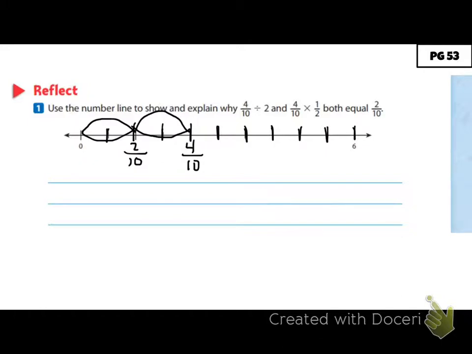So a possible explanation might be, you can think of 4/10 divided by 2 as dividing 4/10 into 2 equal parts. This is the same as finding 1/2 of 4/10 because each half is one of the equal parts. So we're just going to write that in.